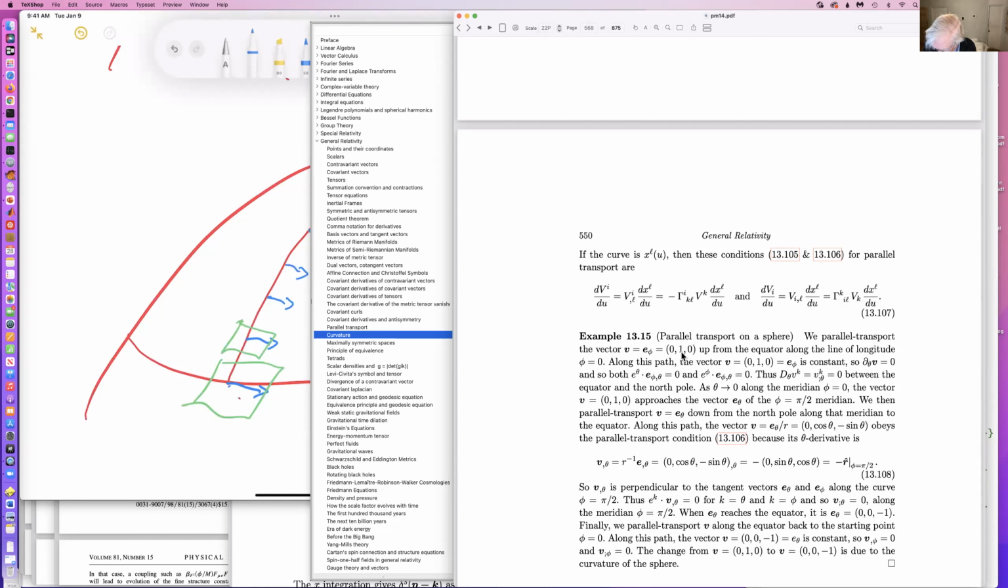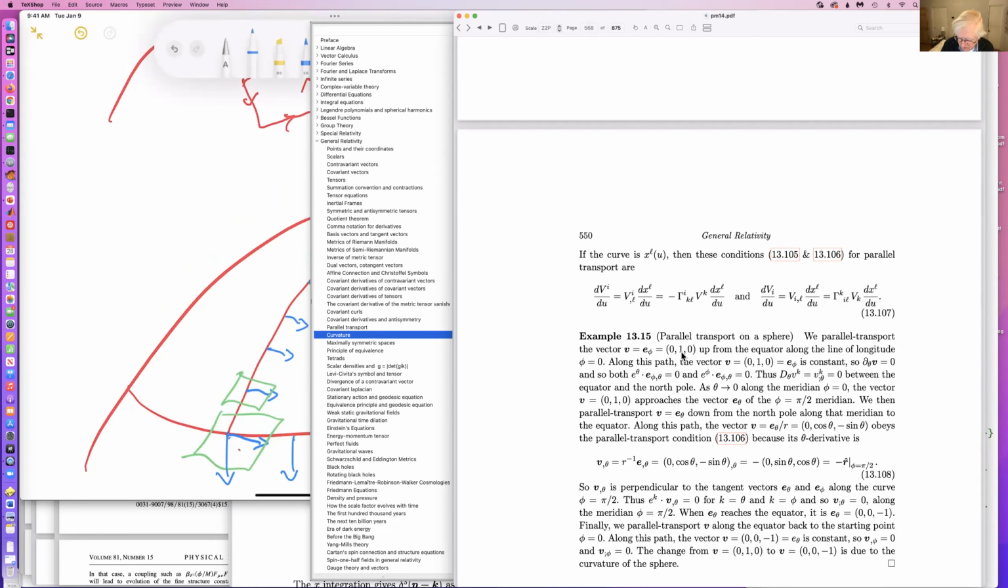And when you get to the equator, it's just pointing in the minus z direction. And so then when you transport it around, again parallel transporting it around on the equator, nothing much happens. But when you get to the origin here, you find that something that was pointing in the plus y direction is now pointing in the minus z direction. And that's a measure of the curvature of the sphere.